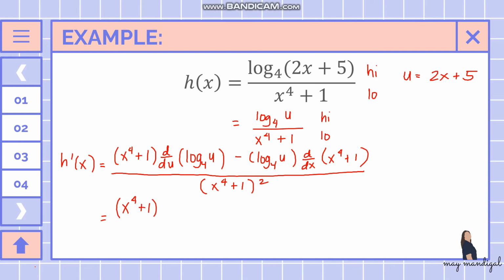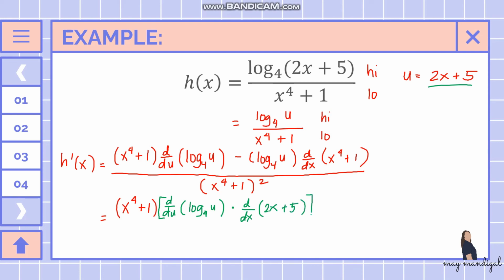And then here, we have to get the derivative of the logarithm. And here, as you can see, it is a composite function, and we have to use the chain rule here. So like what we did a while ago, let's place a bracket to separate this process from the other derivatives. So you get the derivative of the outer function, logarithm of u base 4, get the derivative of the outer function times the derivative of the inner function, which is this one, 2x plus 5.